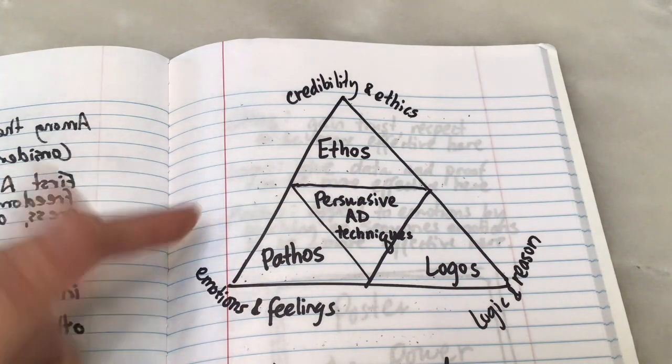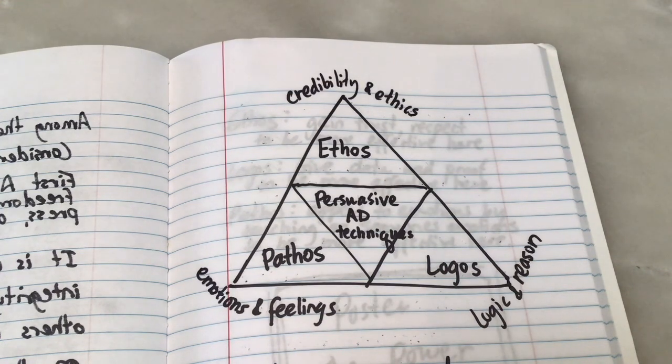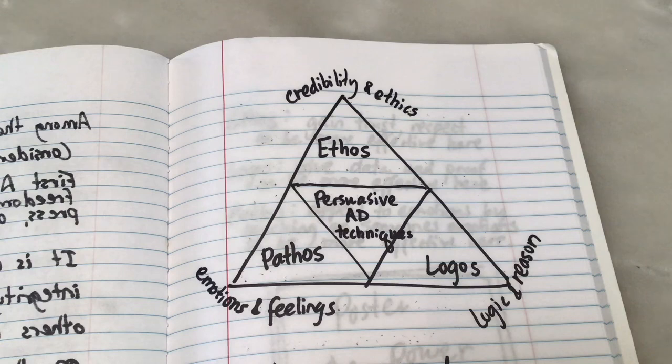This is appealing to someone's emotions and feelings. Pathos is all about making somebody feel something. And one of the best examples I can tell you on this one is the SPCA showing the shivering dogs in the cages, and you can see where that money is going that they're asking you to pay.